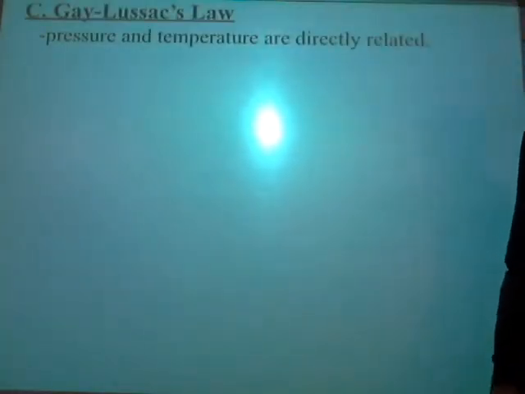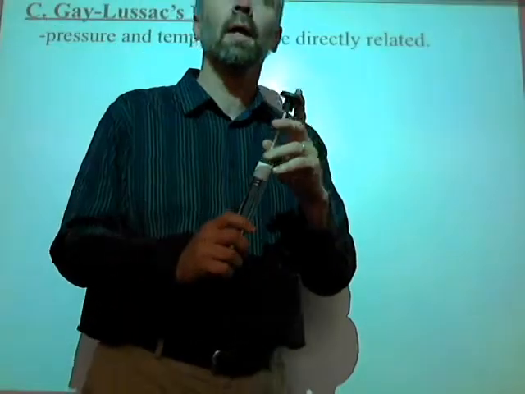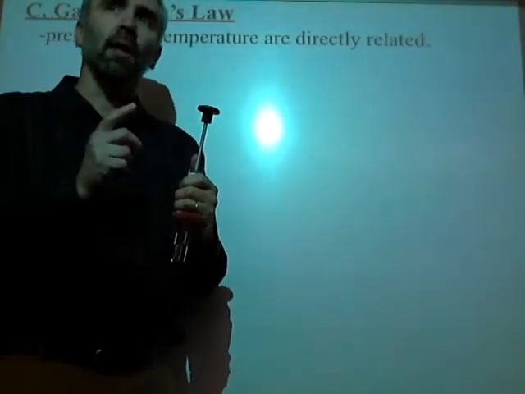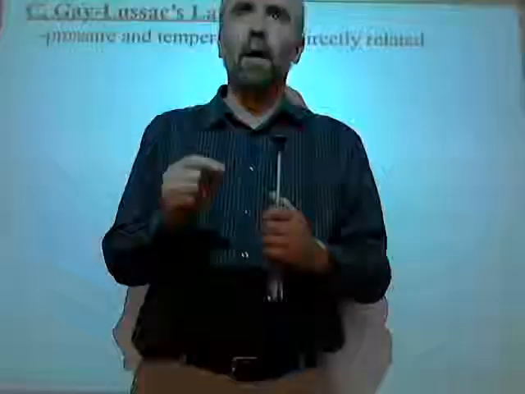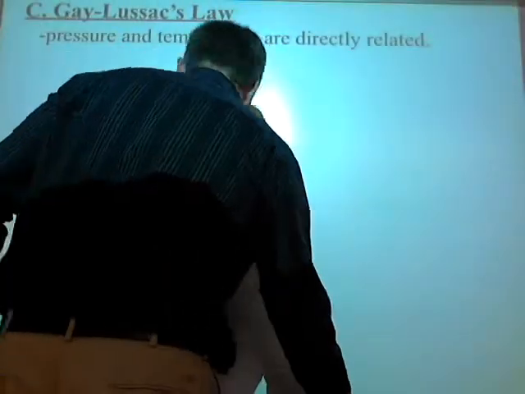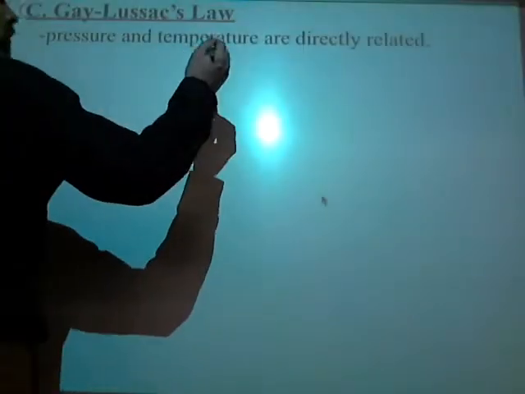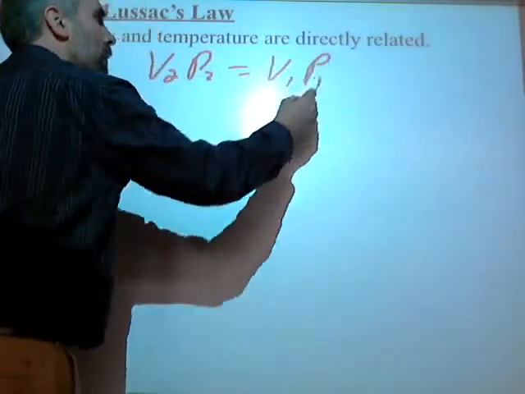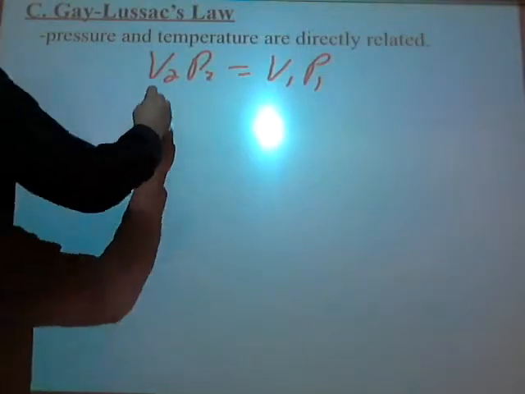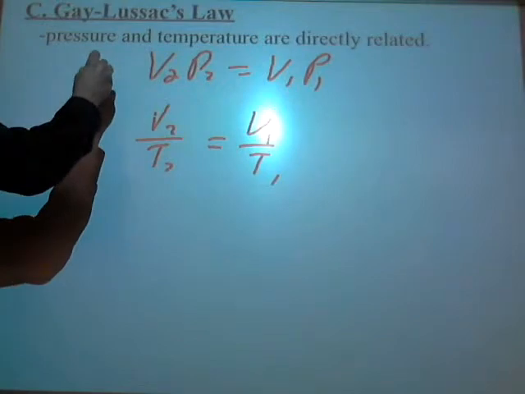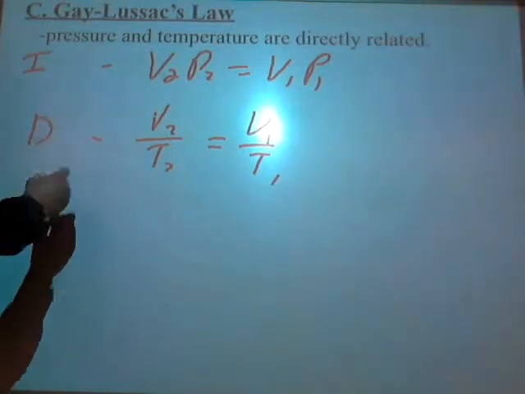I want you to figure out, before I write it down, what the equation will look like. Think about what we saw for Boyle's law. Boyle's law was inversely proportional, and it looked like this: V2 P2 equals V1 P1. Charles' law: V2 over T2 equals V1 over T1. This one was inversely proportional; this one was directly proportional.